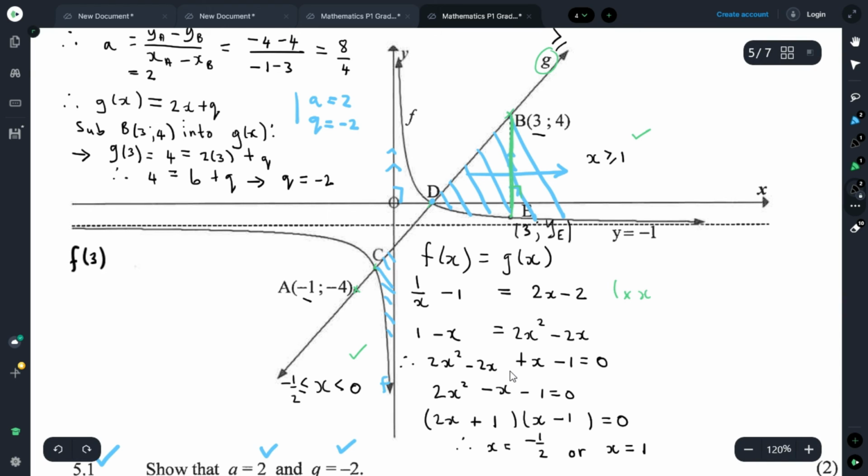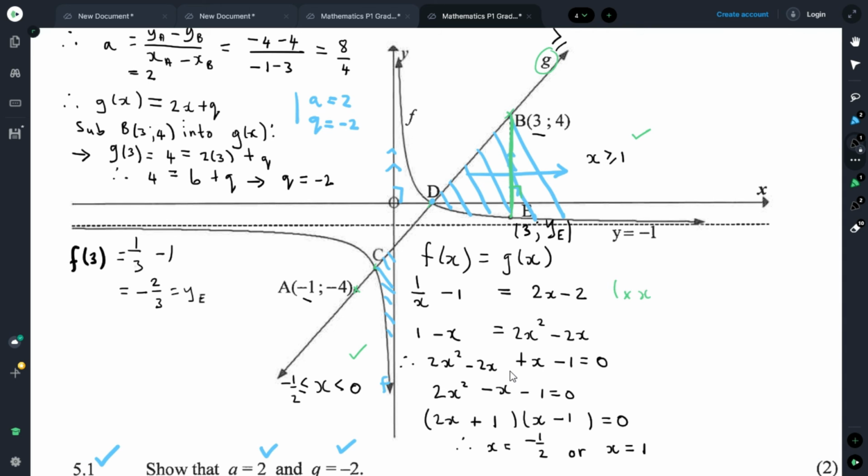So f of 3 should be equal to 1 over 3 minus 1. So a third minus a whole is negative 2/3. So now we know what the y coordinate is, right? It's negative 2/3. Okay, so there we have it. That's the y coordinate of E.